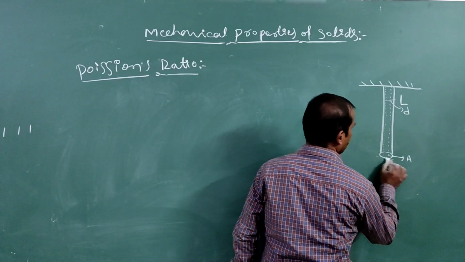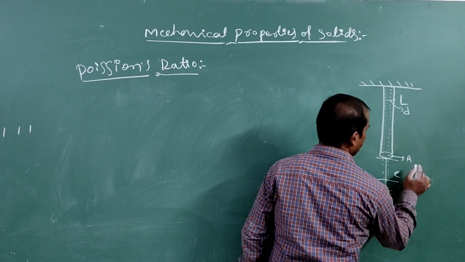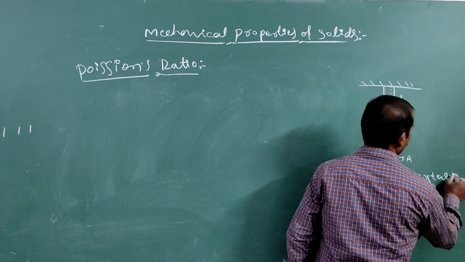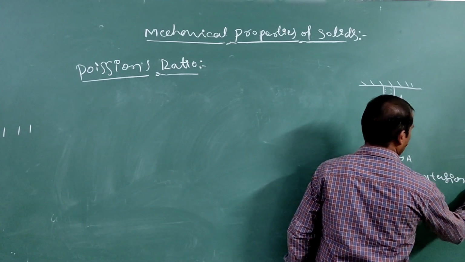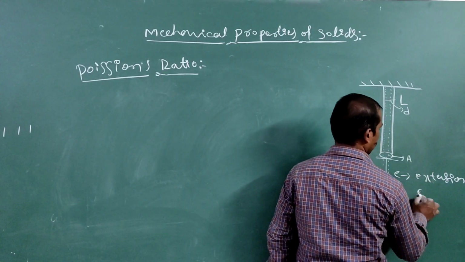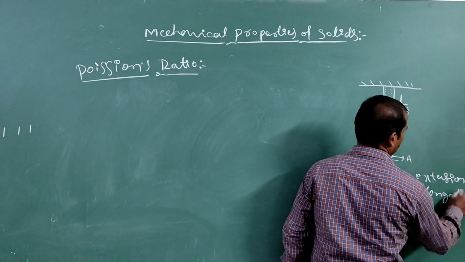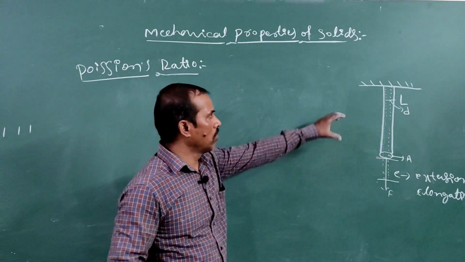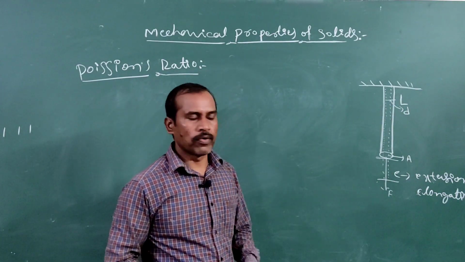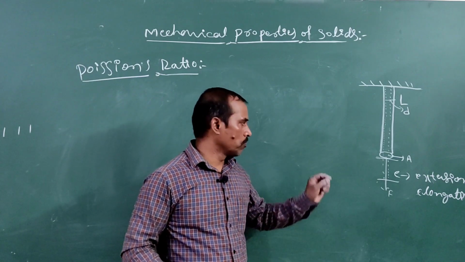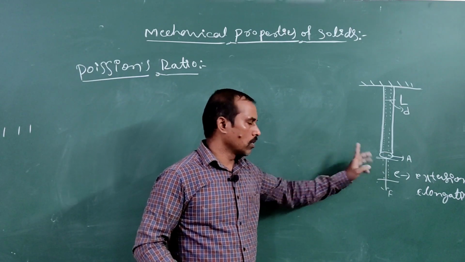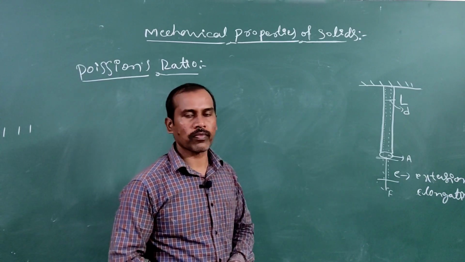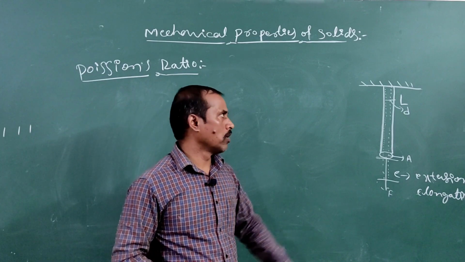For example, ఎక్కడ వరకే సాగింది ఇది, ఇక్కడ నుండి ఇక్కడ వరకే సాగింది. This is the elongation or extension of the wire. Here F is the applied force on the area of cross section. This force acts perpendicular to that area of the cross section of the wire. Here D means the original diameter of the wire.